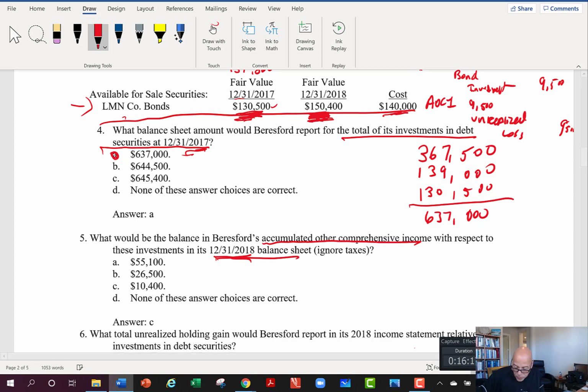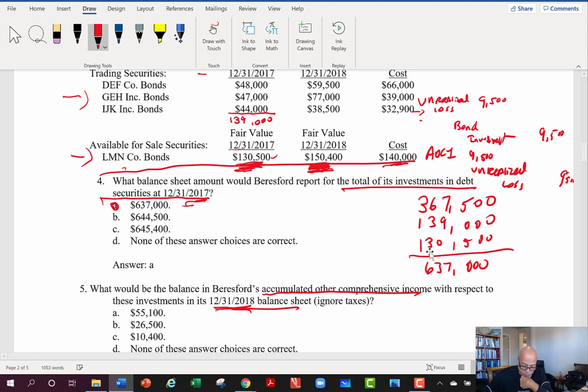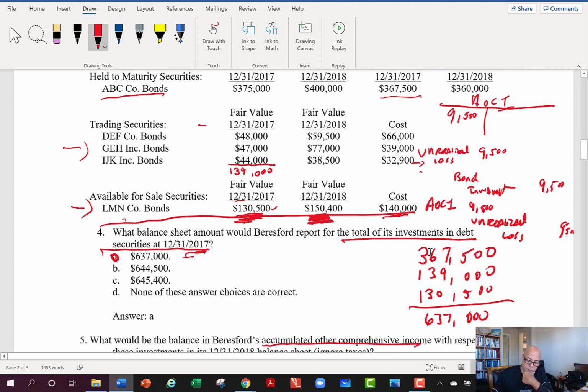Let's go ahead and now look at what happens in this next question. Again, we're still using the same set of facts here. What we've got is the question, what should be the accumulated other comprehensive income? And of course, now we're going to have to limit our analysis to the available for sale security, because that's the only one that affects the accumulated other comprehensive income. So what I did for this problem is I went ahead and teed up my accumulated other comprehensive income, because that's what they're asking me about.